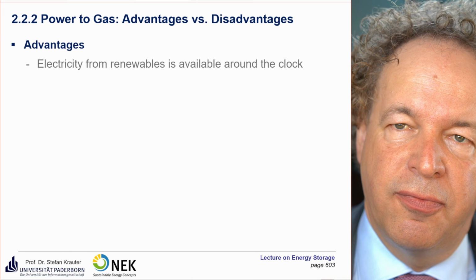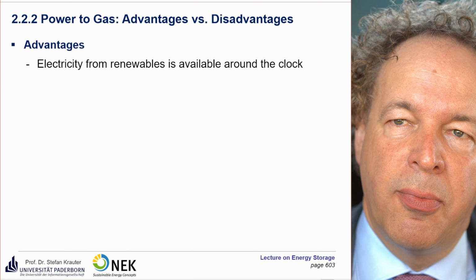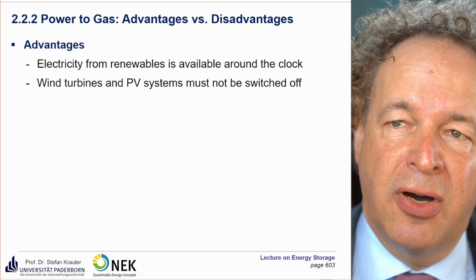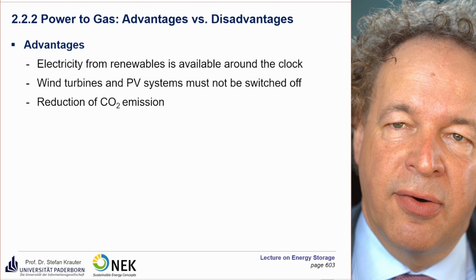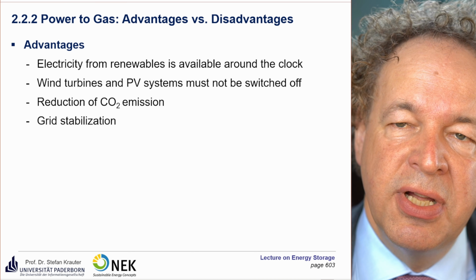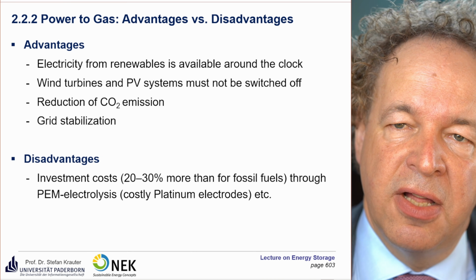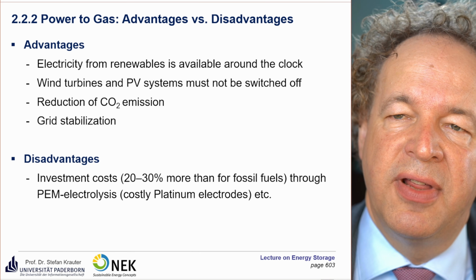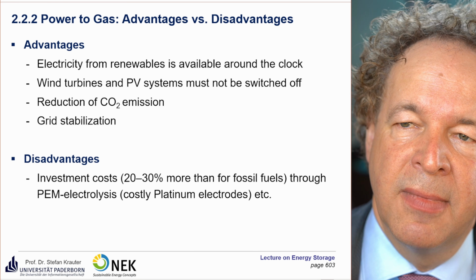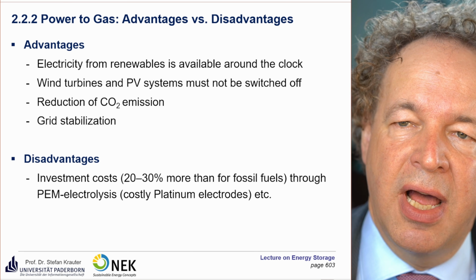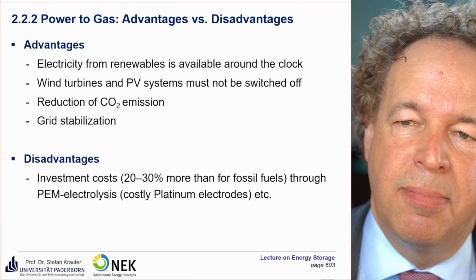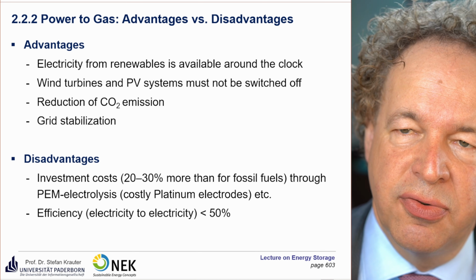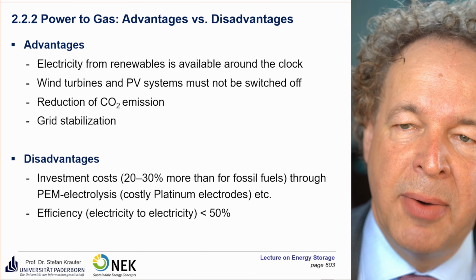So the advantages of power to gas: electricity from renewables is available around the clock. Wind turbines and PV systems must not switch off during times of overproduction. Reduction of CO2 emissions. Grid stabilization. Disadvantages are the high investment costs, in the vicinity of 20 to 30% more than for fossil fuel infrastructure. For example, this is calculated for the PEM electrolyzers. This contains costly platinum electrodes and so on. The efficiency, electricity to electricity, is lower than 50%, so numbers of 40%.